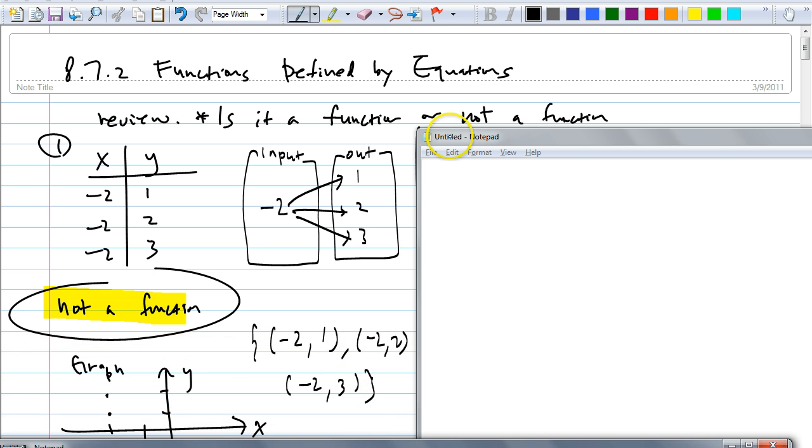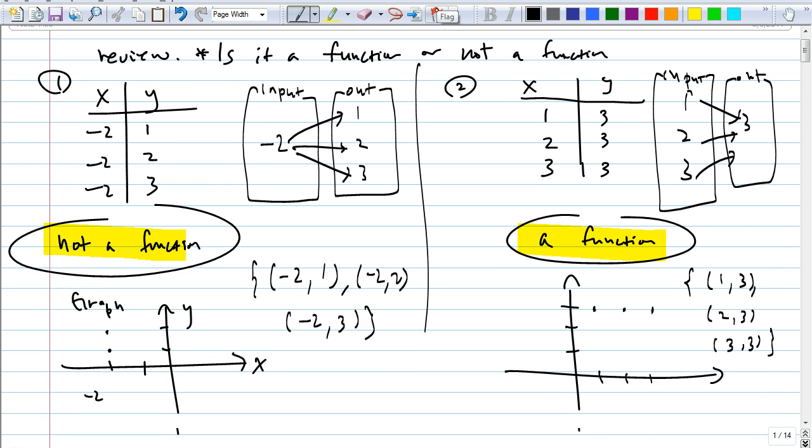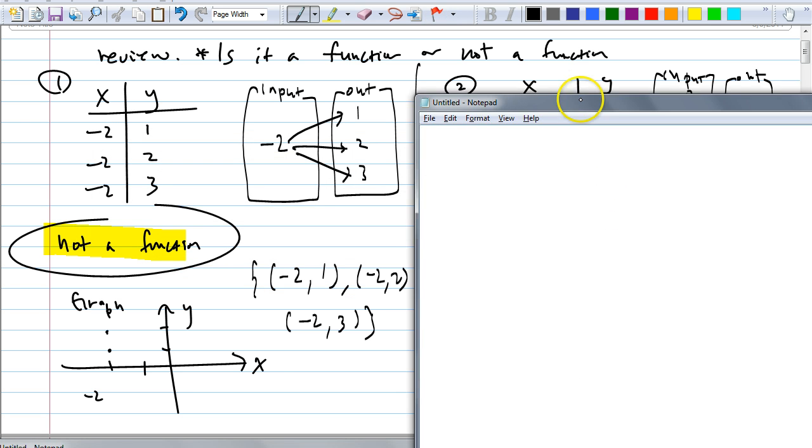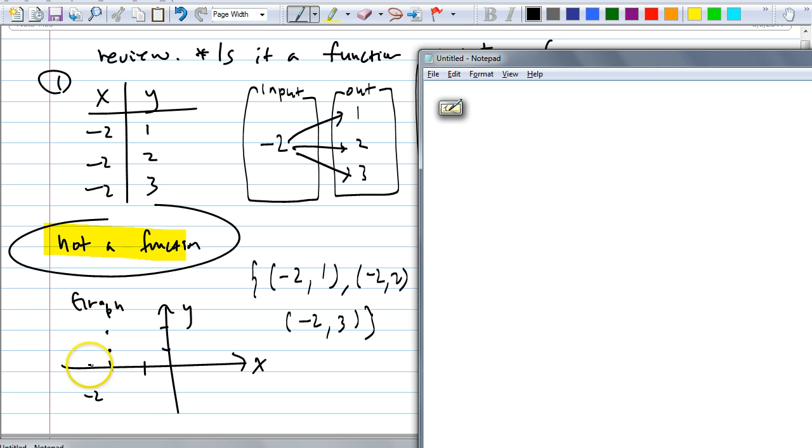And you could actually graph it, and you can see it will not pass the vertical line test. Or you could write it as an ordered pair. So there are 4 ways of representing, right? Set of ordered pairs, isn't that right?